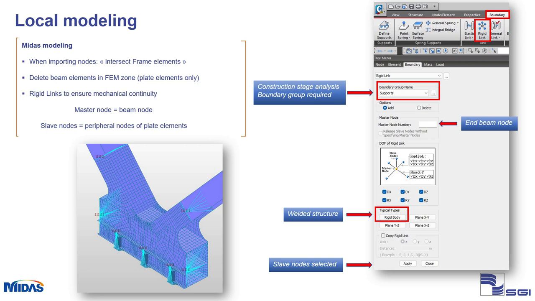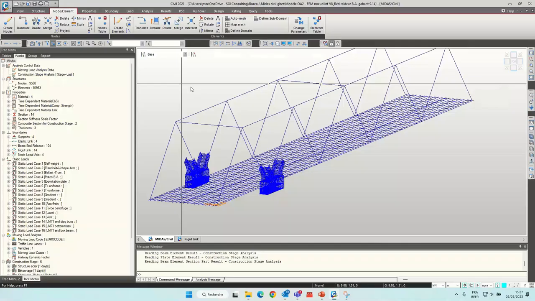If construction stage analysis is performed, as in this model, we need to pay attention to groups. Rigid links are associated with a boundary group, and plate elements are also associated with a structure group. These groups will be activated in first stage with structural steel elements.